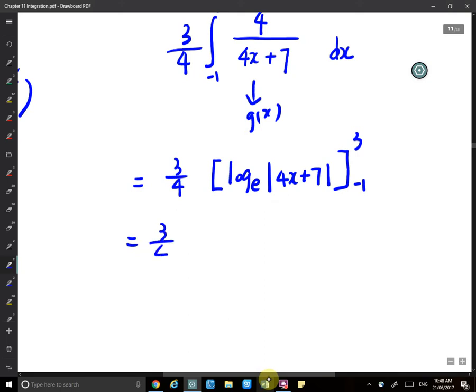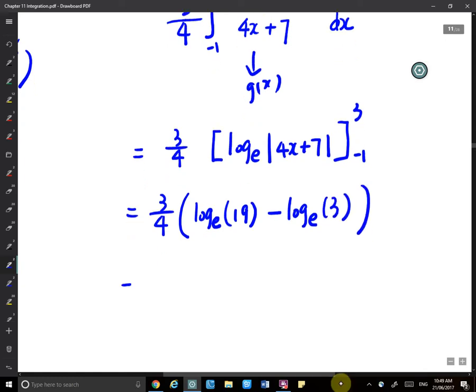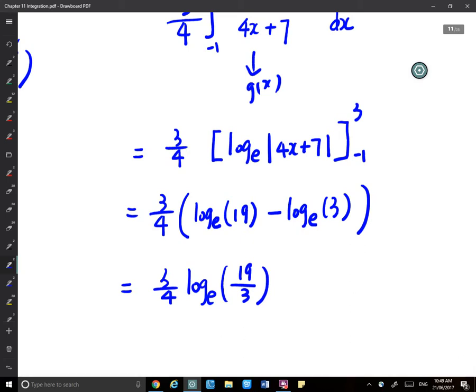Okay, the 3 over 4 is the coefficient, leave it outside, and what you have is log e of 12 plus 7, which is 19, minus log e of -1 put in, -4 plus 7, you have 3. Finish the bracket, that's 3 over 4 log e, bracket, 19 over 3. Subtraction between logs can be divided by the number inside. Divide the number inside.